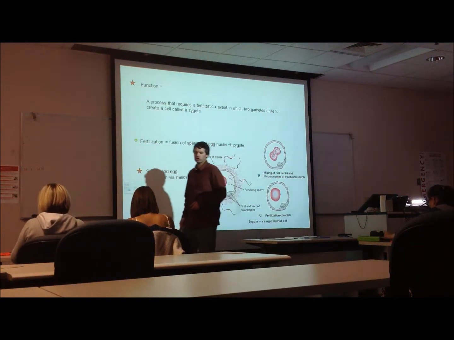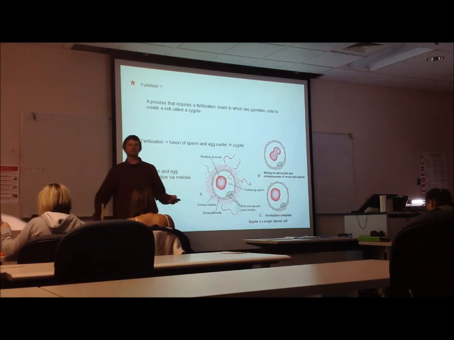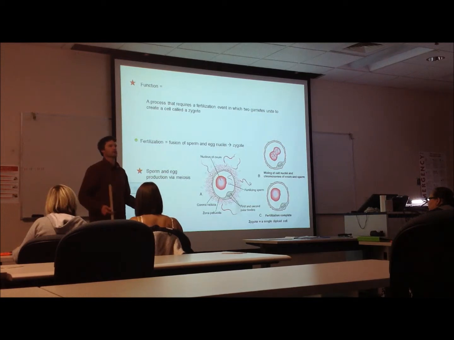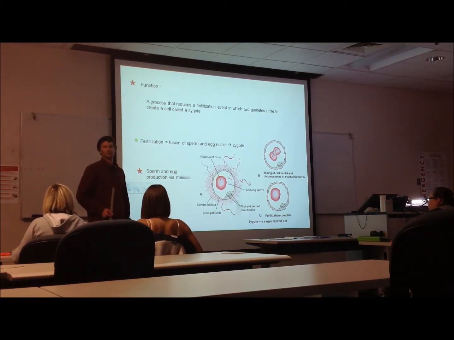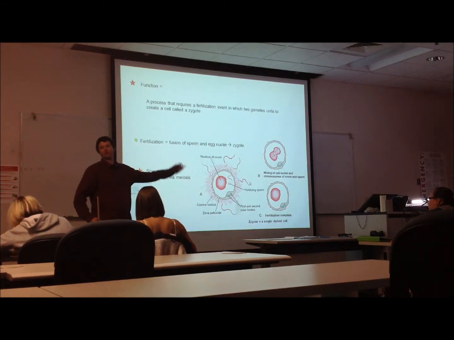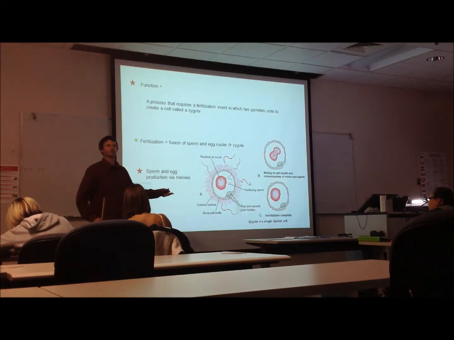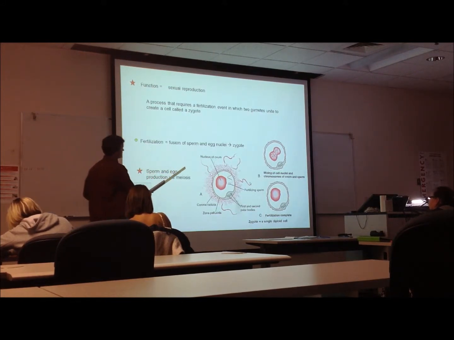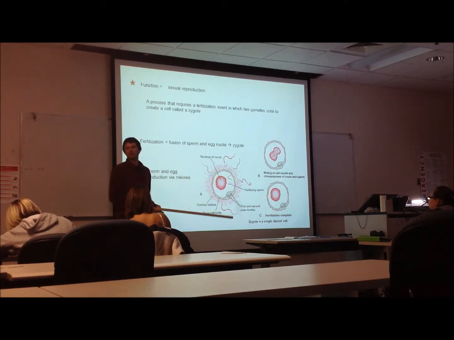So what is the function of meiosis in multicellular eukaryotes? What are we doing? Why do we need to undergo meiosis in humans and other eukaryotes? Produce sperm and eggs, which has what function? Reproduction. Sexual reproduction. So meiosis is critical for sexual reproduction in multicellular eukaryotes.